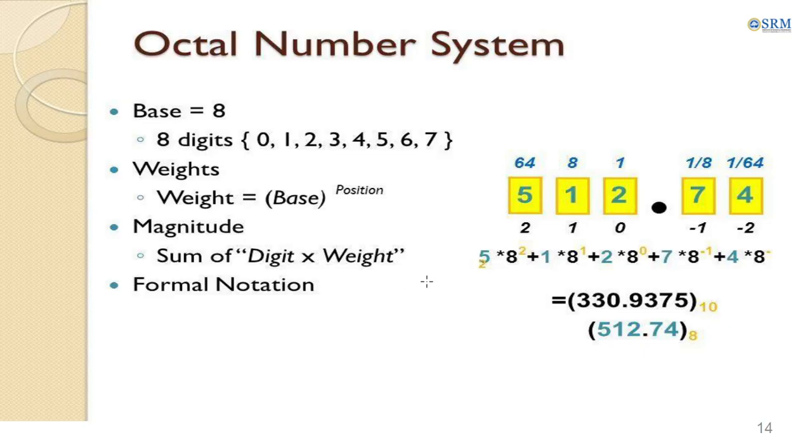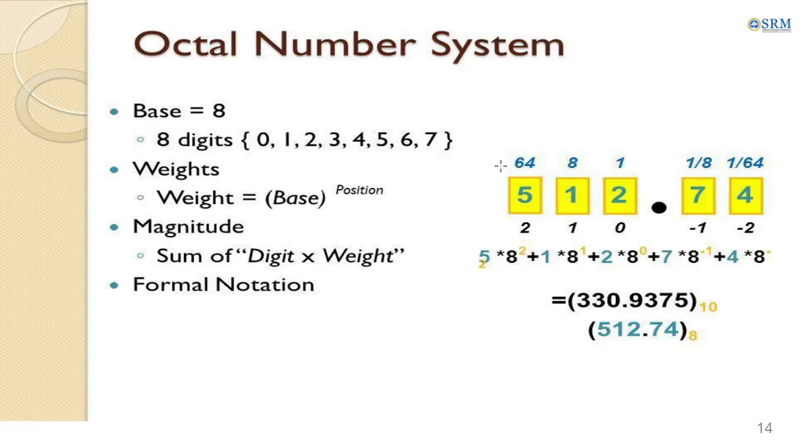The magnitude that we are calculating is the decimal representation, but 512.74 is the octal representation. In this octal number, the first digit is on position 0, so 8 raised to 0 is 1. 8 raised to 1, the weight is 8. 8 raised to 2, the weight is 64. Similarly, 8 raised to minus 1 is 1 by 8, and 8 raised to minus 2 is 1 by 64.